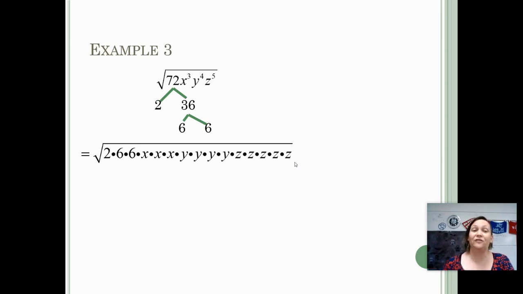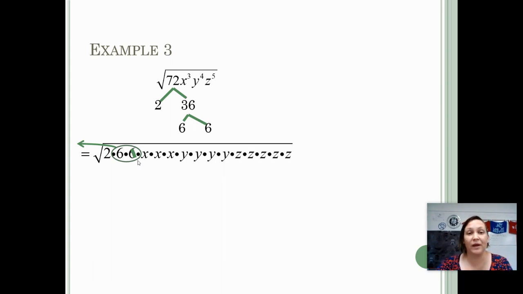Now I'm going to look for pairs, two of a kind. Remember, we stopped at 6 times 6 because that was already a pair. So we can go ahead and circle our sixes. From each pair, one will go out of the radical and the other one will poof, disappear. So make sure that one gets out and that the other one goes away.